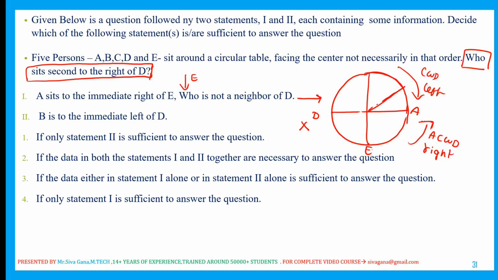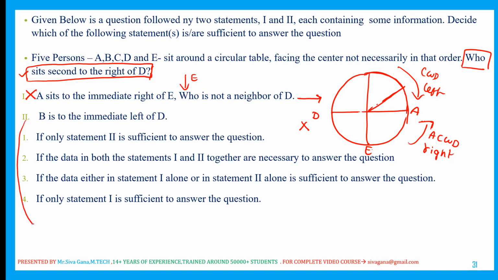Based on this arrangement, who sits second to the right of D? Is it possible to answer? Not possible to answer. Definitely not possible to answer with the help of statement 1 alone.